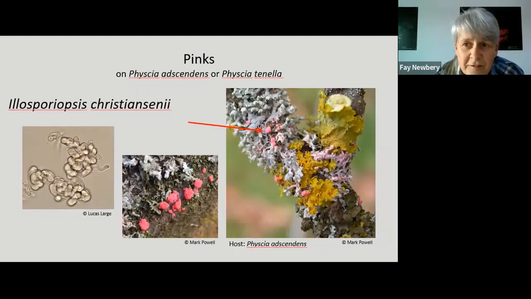You get a couple of pink fungi, truly pink fungi. Illosporiopsis christiansenii forms pink blobs. And I call them blobs because they don't have a definite shape. They're irregular. They literally do look like wet blobs until they dry, and then they look like dry blobs and tend to go a bit darker. What you've actually got here is a sporodochium. So you've got conidiophores coming out either from the lichen or from the bark nearby. And those conidiophores are covered in thousands of coiled conidia, which you can see in the photograph from Lucas Large.